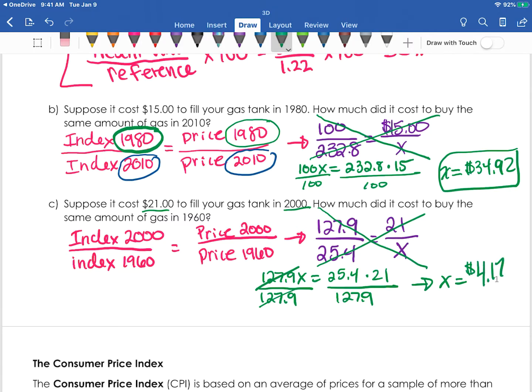$4.17. So that makes sense. We know it should have been lower because our prices are going up over time. So our price should be lower in 1960 versus 2000. So it definitely makes sense. So if I bought gas in year 2000 and it cost me $21, if I bought that same amount of gas in 1960, it would cost me $4.17.